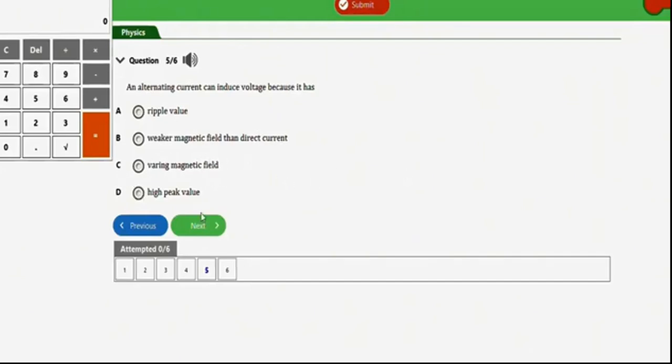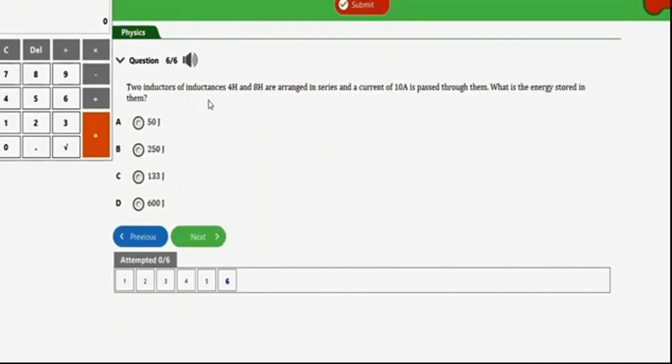The last question before I end this video will be this one. It says two inductors of inductances 4 Henry and 8 Henry are arranged in series and a current of 10 amperes passes through them. What is the energy stored in them? From the conventional formula, half L I squared, we have half. Now, the units of these inductances are in the standard unit Henry, not millihenry, so no need to convert anything. Since it's a series connection, it will be 8 plus 4, that's 12, times the current, which is 10 times another 10 because of the I squared.